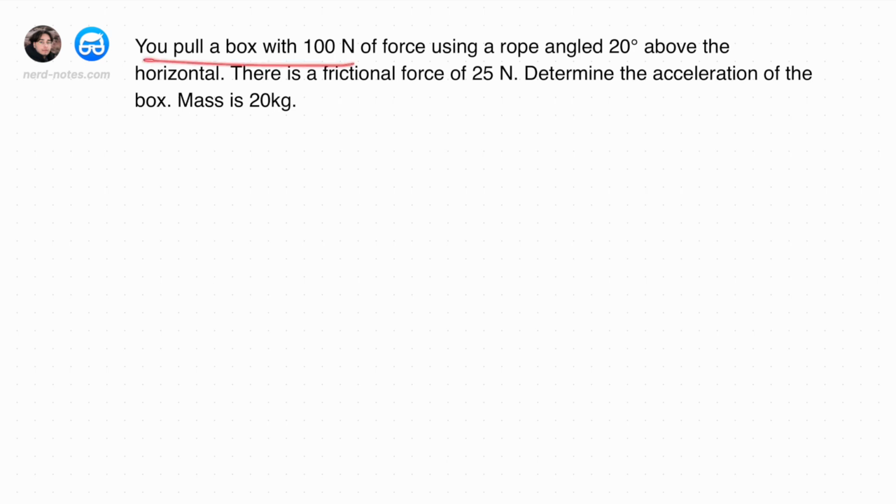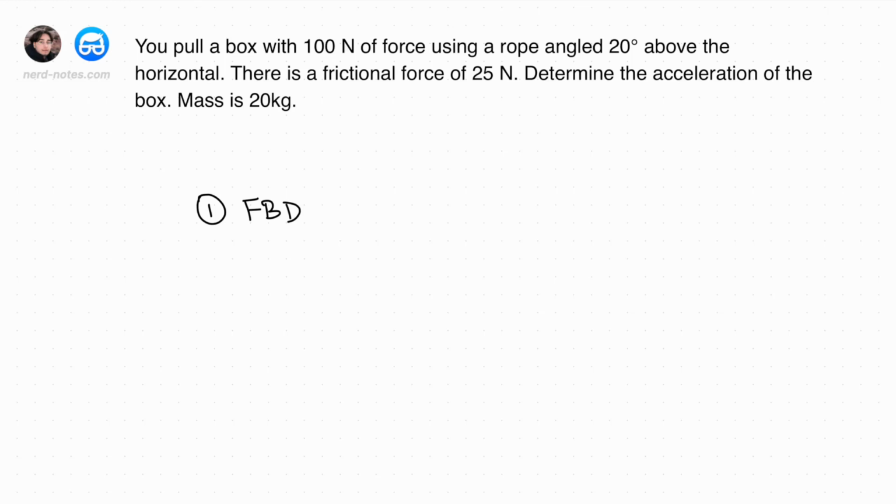You pull a box with 100 newtons of force using a rope angled at 20 degrees above the horizontal. There's a frictional force of 25 newtons. Determine the acceleration of the box. The mass is 20 kg. So the first thing after reading the problem is to, of course, draw the FBD. So you want to draw an FBD, a free body diagram, and I made a separate video covering how to do these as quick as possible.